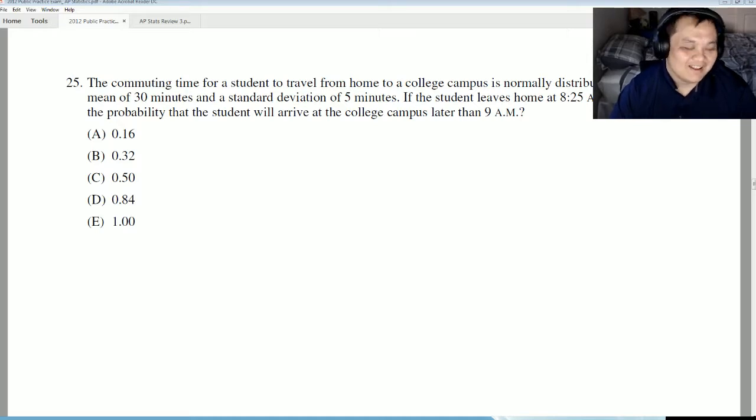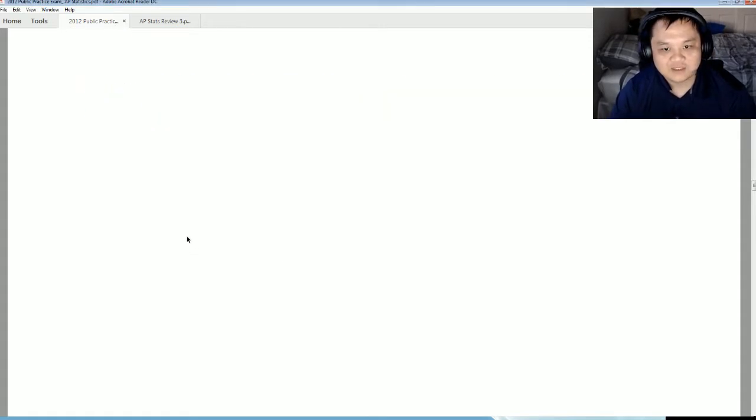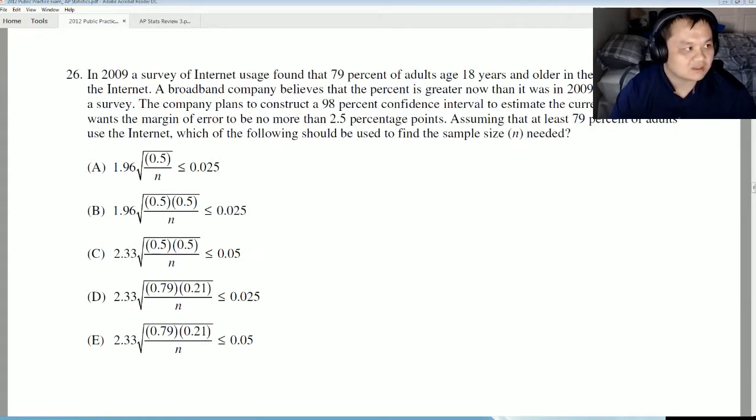I always try to figure it out using the empirical rule before I have to use the chart. Yeah, that's why. It's faster. So, 26.